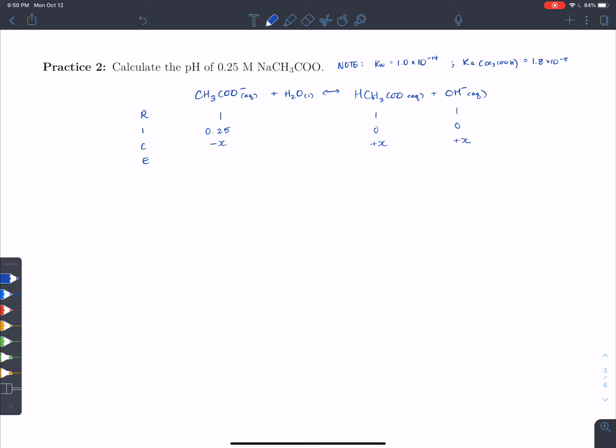And then we're going to have an equilibrium concentration of whatever initial is minus our change in concentration. So in this case, it's going to be X and X. And then this is how we can summarize our reaction.